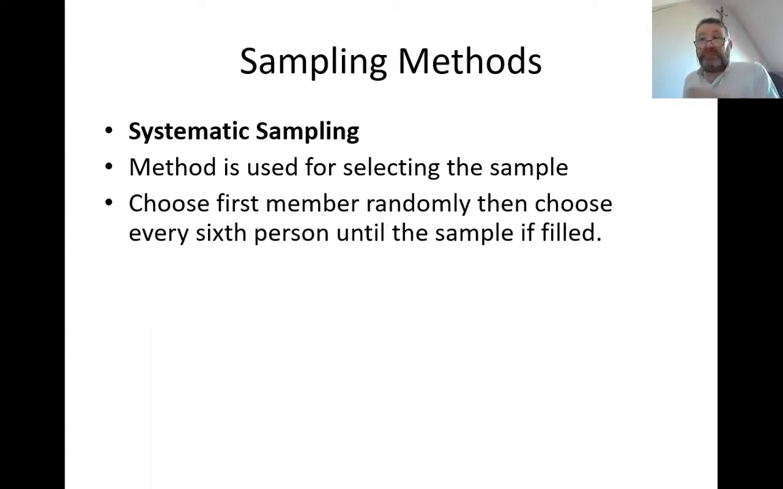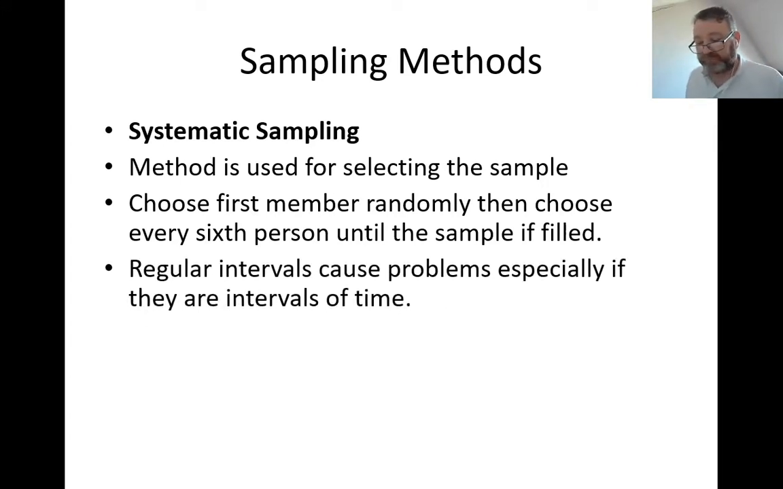They choose perhaps the first member randomly and then choose every sixth person until the sample is filled. This is just an example. So they might have 50 people over here. Okay, let's say we'll choose you, random. Don't know who they are. I'm going to choose you. And then each person is given a number and you say, okay, can people who are holding multiples of 6 please step forward? You've got your sample. All right, so there's a method behind it.